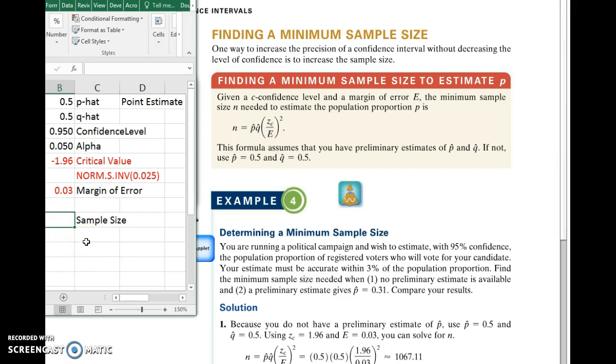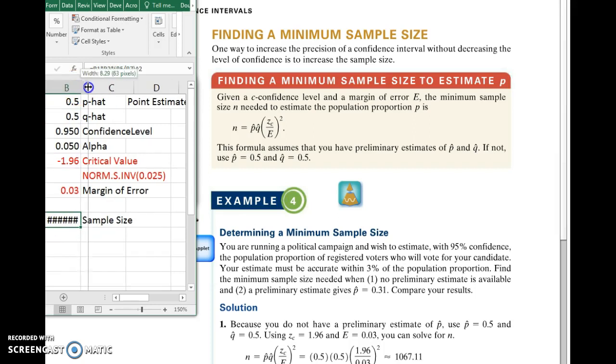So it's going to be equal to B1, our p hat, times B2, our q hat, times, now parentheses, we want our critical value associated with the 95% level of confidence, which was B5. We want that divided by our margin of error, which was B7. And that is squared. So close the parentheses and squared. And I need to make my column a little wider.